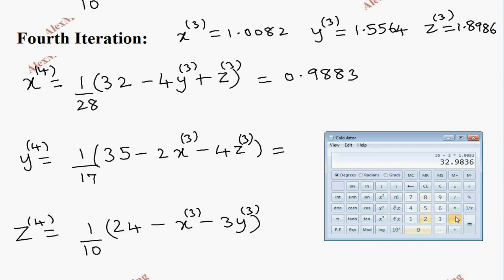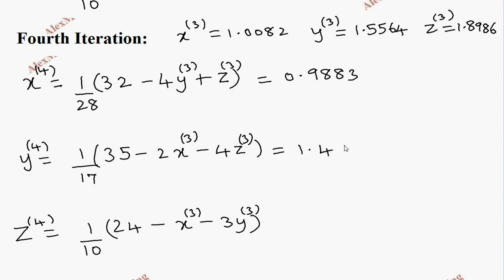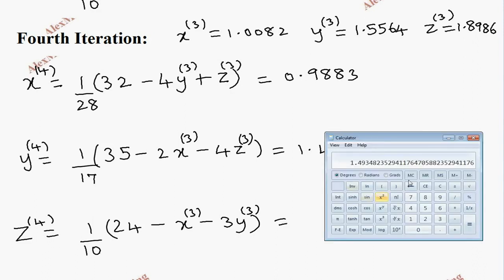Coming to the next value, it is 35 minus 2 into x of 3, which is 1.0082, minus 4 into z of 3, 1.8986. This whole value divided by 17, that gives 1.4935.